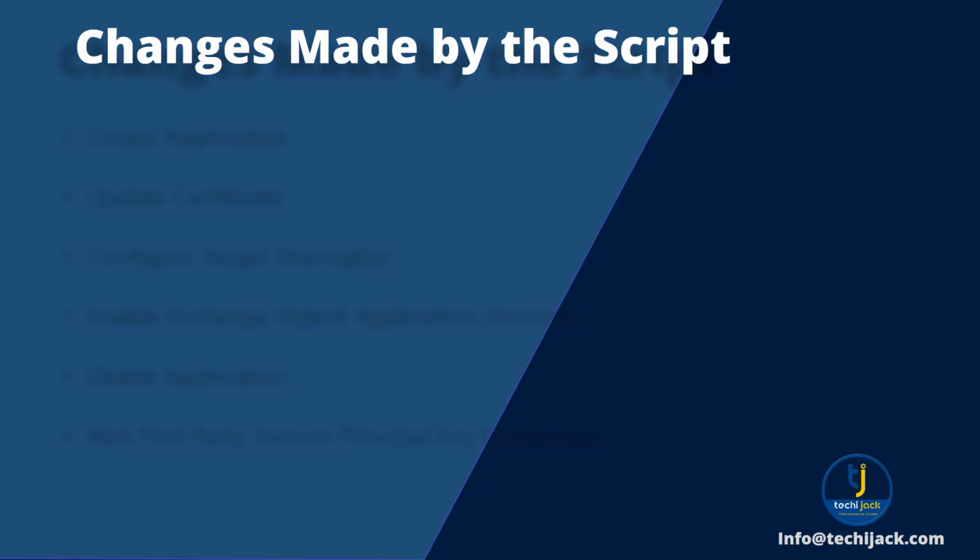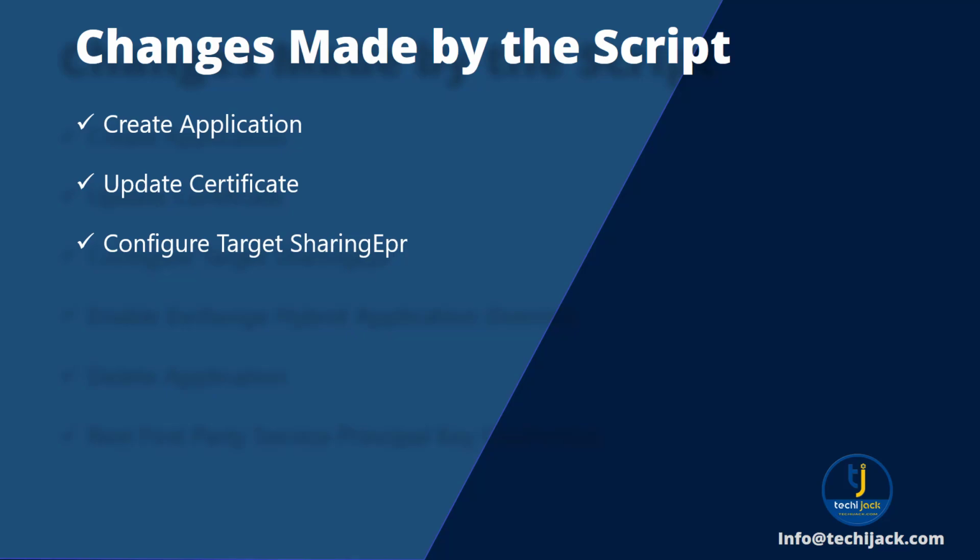Let's also see the changes made by the script. Before running the script, you should have the proper permission, like global admin access. When you run the script, it creates a new application with the name Exchange Server App along with the GUID of the organization in Entra ID. It assigns full permission to the EWS API and also grants the tenant-wide admin consent. Update certificate: it uploads the current auth certificate to the application in Entra ID and deletes any certificate from the application which has already expired. Configure target sharing EPR: it identifies and enables the organization relationship configured between Exchange Server and Exchange Online, and it uses Autodiscover to query the Exchange Web Services endpoint.